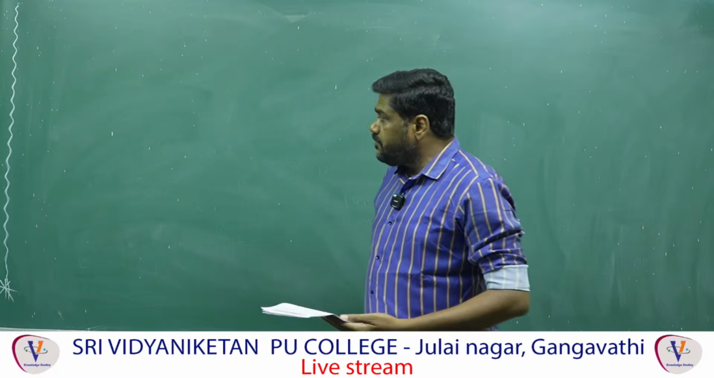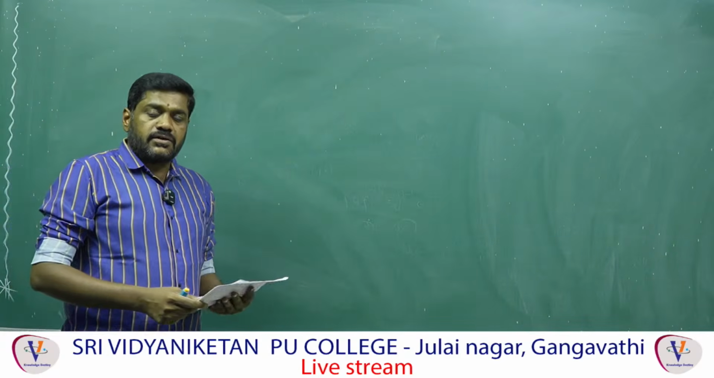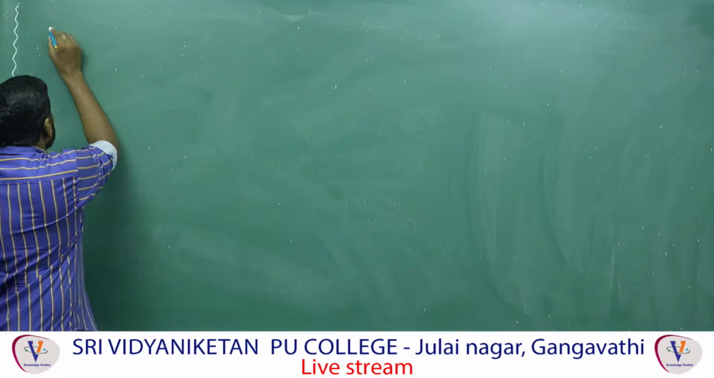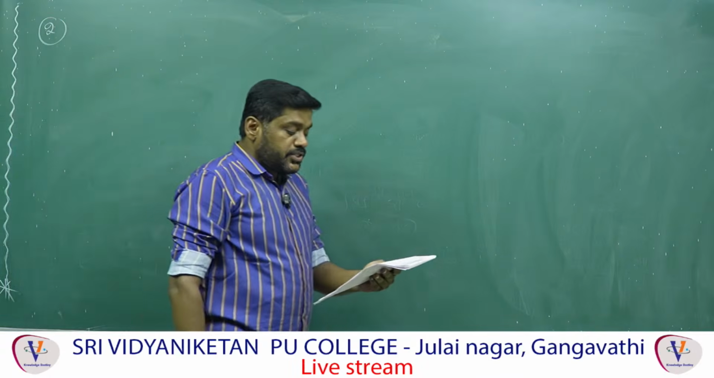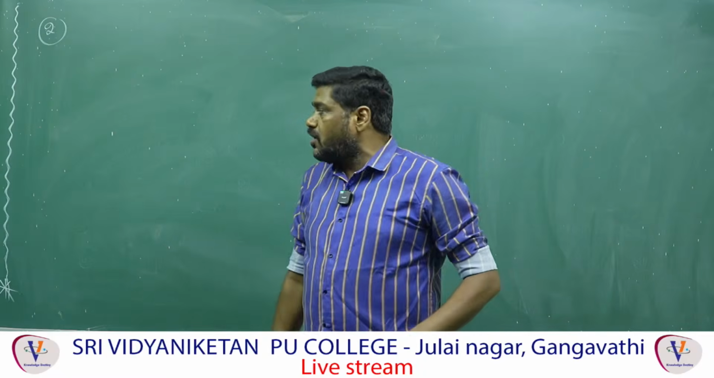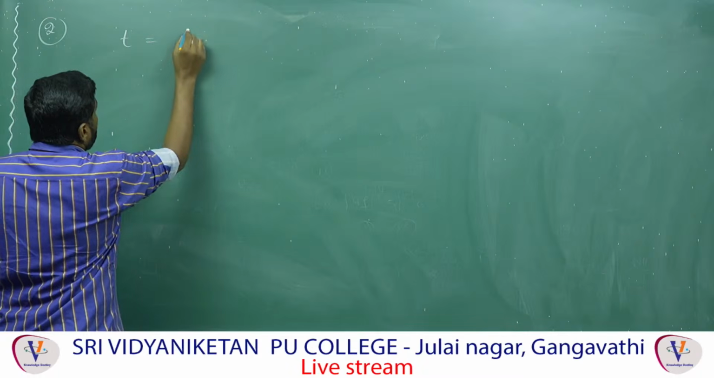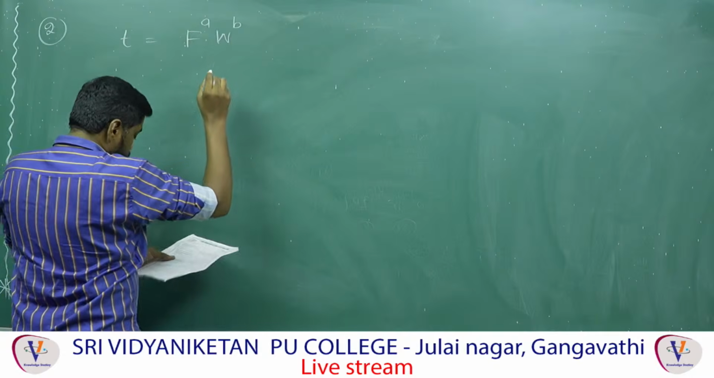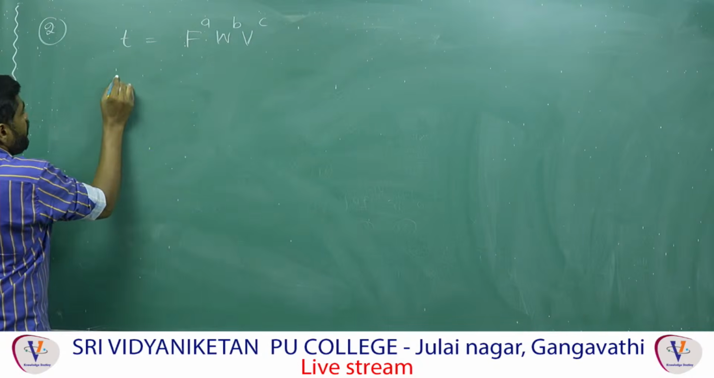Now let's go for question number 2. Question number 1 is one direct basic point. Question number 2, let's go for that. Here they have given, if force, work and velocity are taken as fundamental quantities, then they are asking the dimensions of time. Let us suppose T is equal to F power a, work power b, and velocity power c. Let us substitute the dimension formulas.